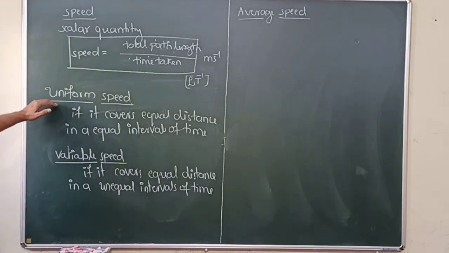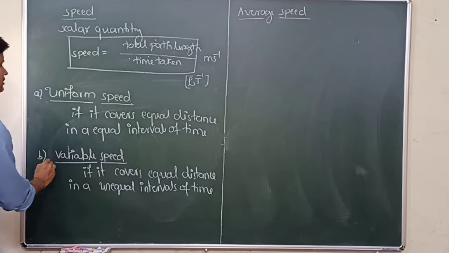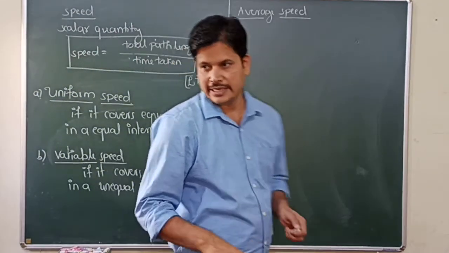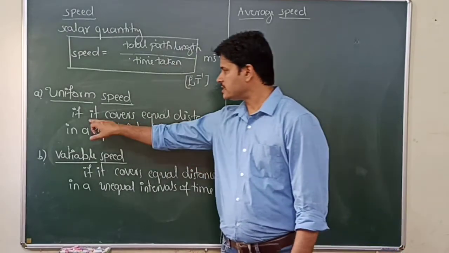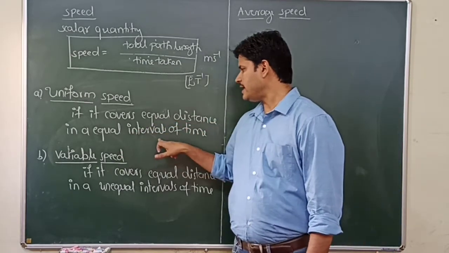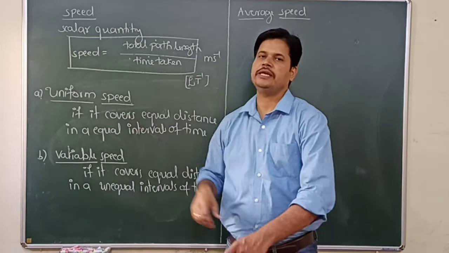Now there are different types of speeds. The first one is uniform speed. Here I have written the definition: if the object covers equal distance in an equal interval of time, that is known as uniform speed.